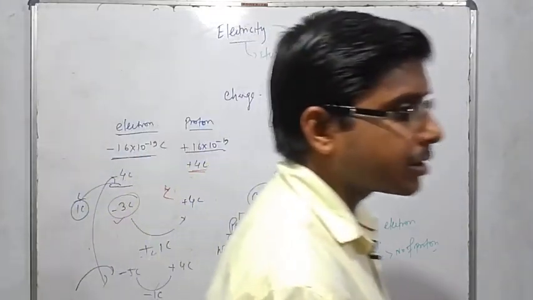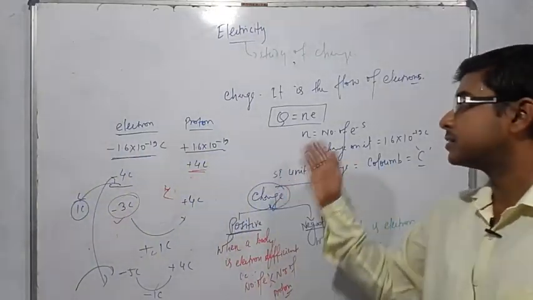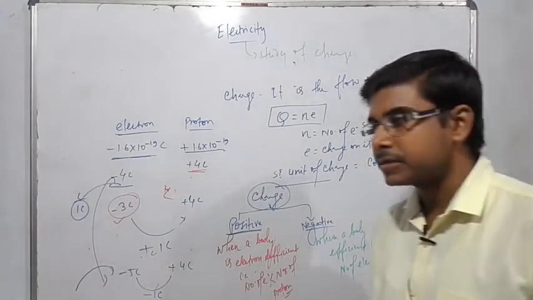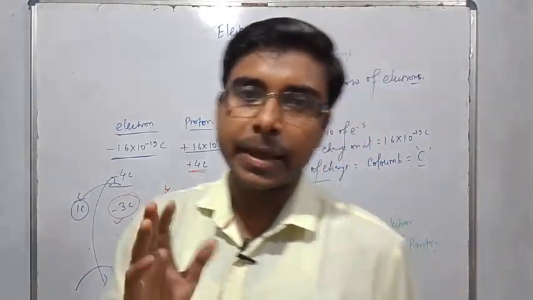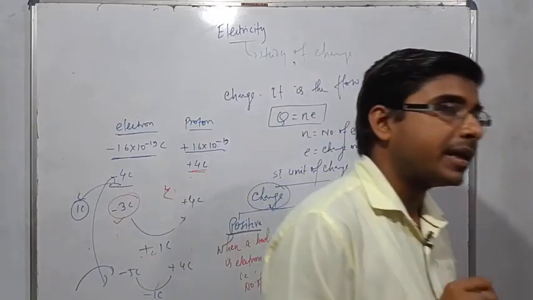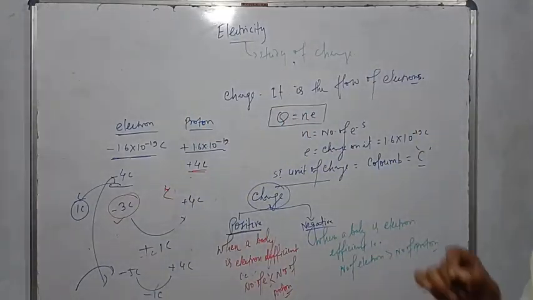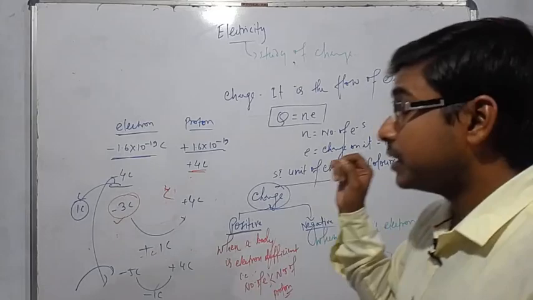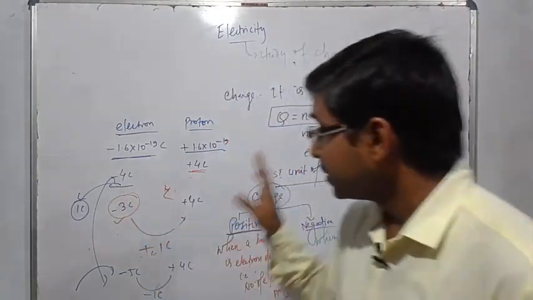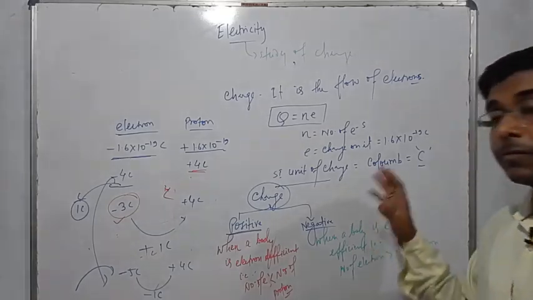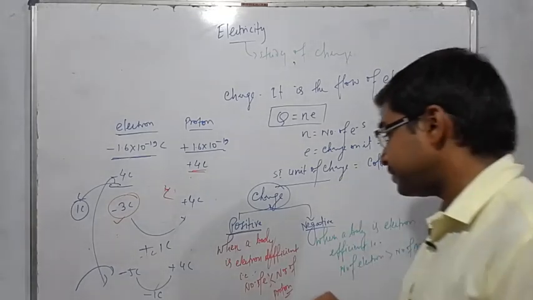So a simple definition of electric charge is that the flow of electrons is called charge. Charge is denoted by capital Q, where Q is equal to N into E, where N is the number of electrons and E is the charge on a single electron. There are two types of charges: positive charge and negative charge.